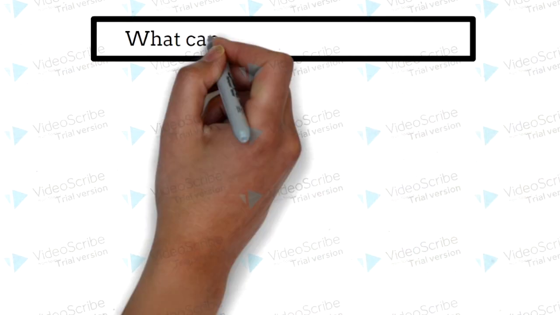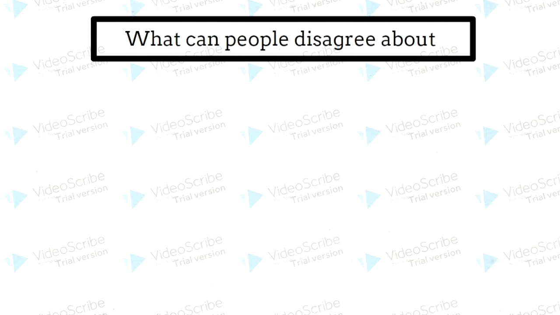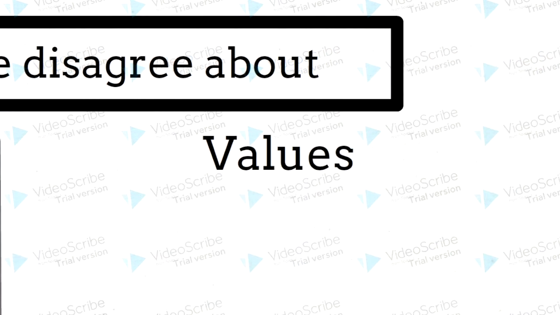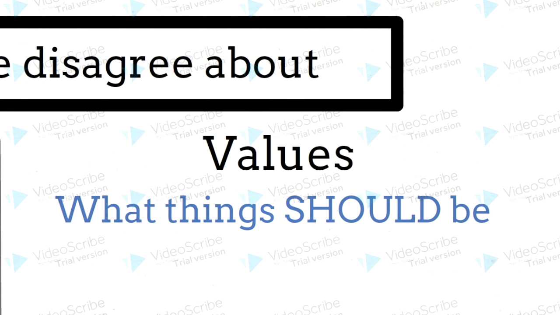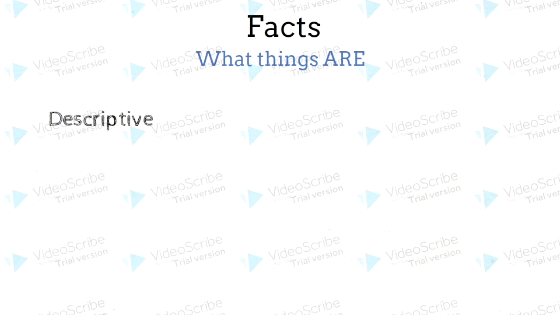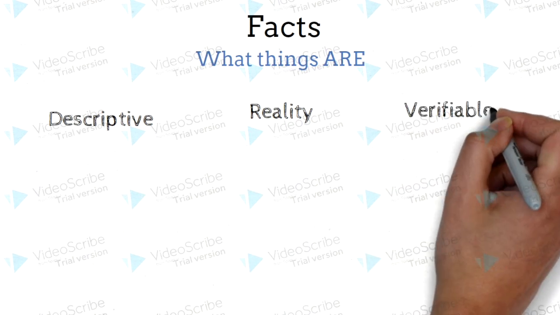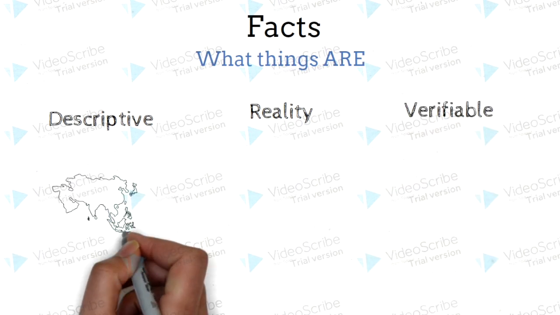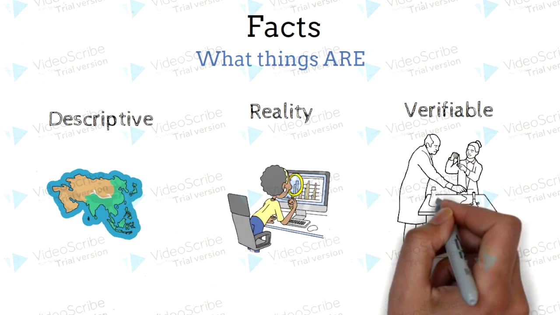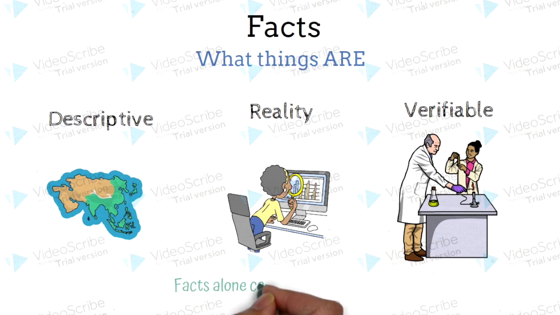People can disagree about many things, but generally, we can distinguish between two types: disagreements about facts and disagreements about values. To understand why we disagree, we must delve deeper into these categories. Facts are descriptive in nature. They describe something about reality. They tell us what things are and how they are like. Clearly defined facts can be verified using empirical evidence, such as scientific data and historical records. But facts alone cannot tell us how things should be or how people should behave. For that, we need values.